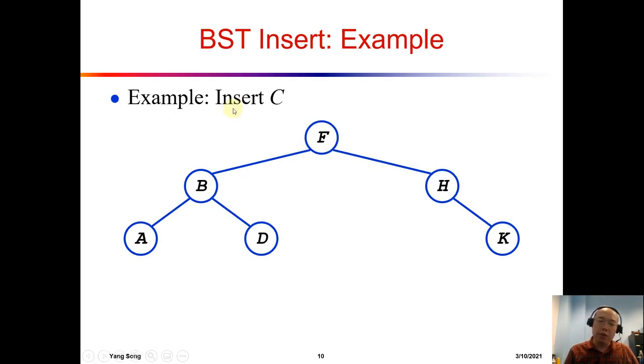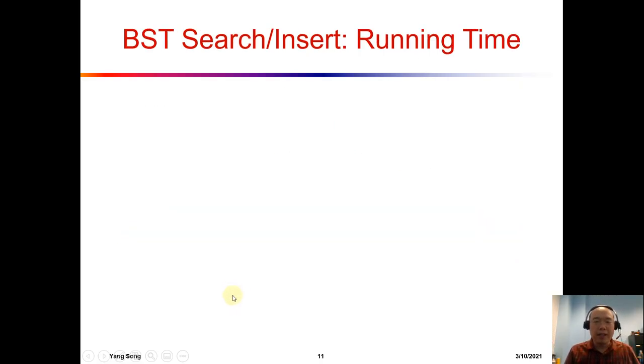If you're trying to insert C, we make a comparison: C has to be inserted to the left side of F. So we go to the left side and compare C with B, and C has to be inserted to the right side of B. Then we go down and compare C with D, and C has to be inserted to the left side of D. Eventually you will find that the left child of D is open, so we can insert the C here.